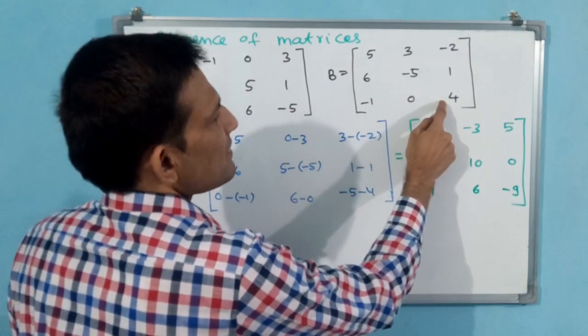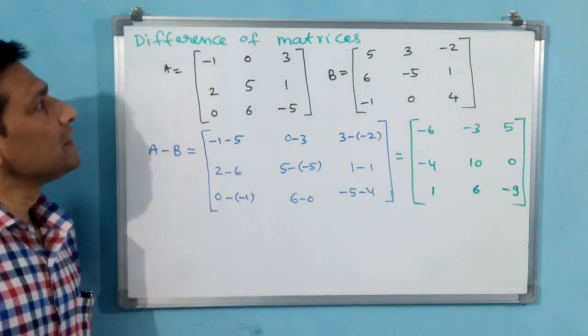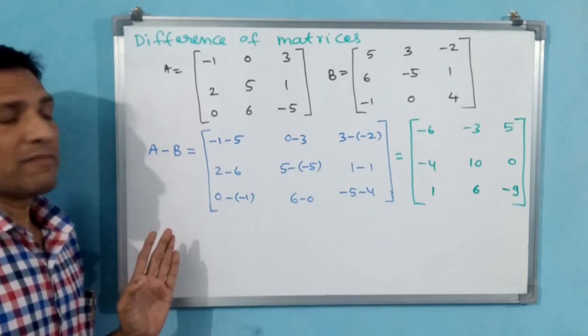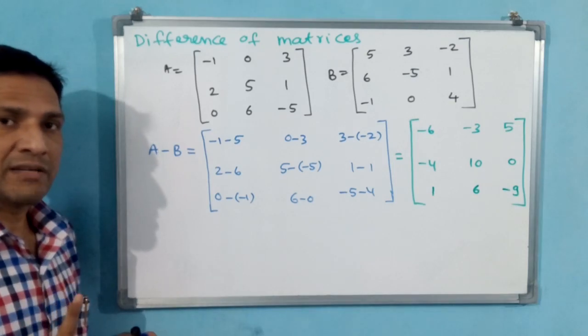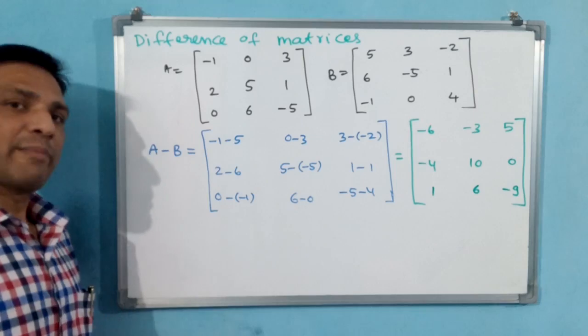Minus 5, minus 4, minus 9. Directly also you can write. Okay? It comes with practice. Now we have seen difference of matrices. For difference, we need not study properties. Let us go for properties of scalar multiplication.